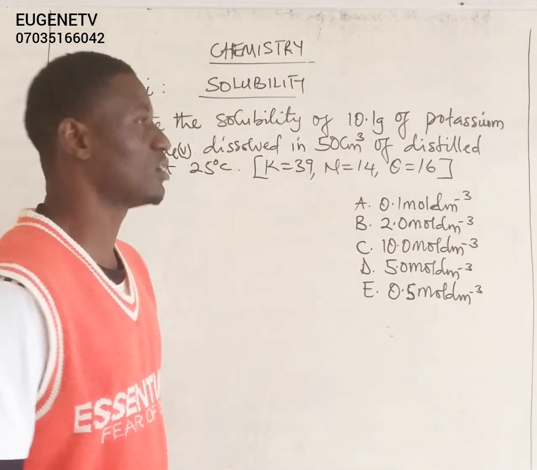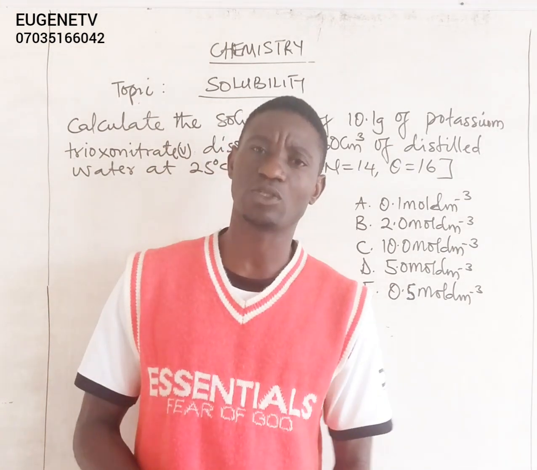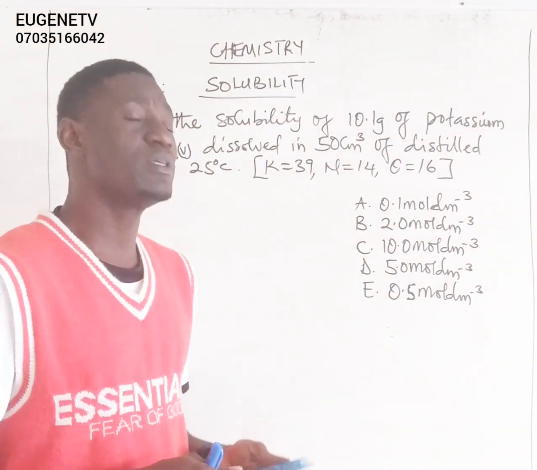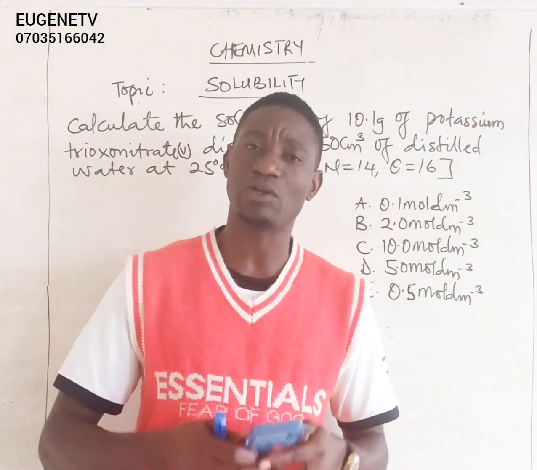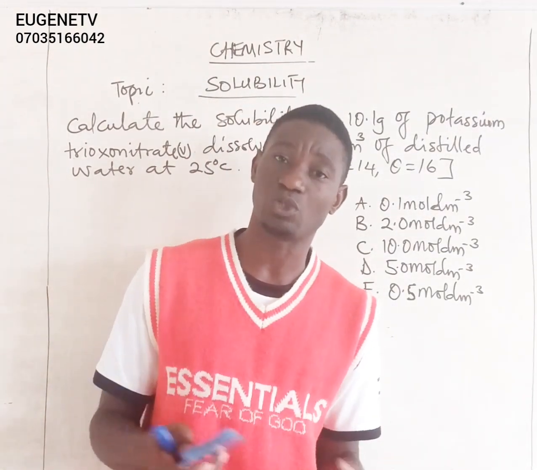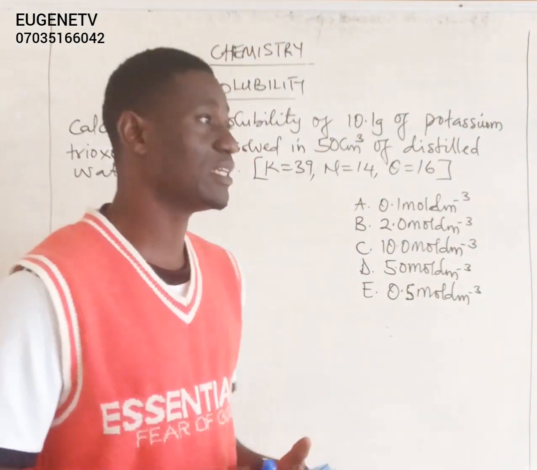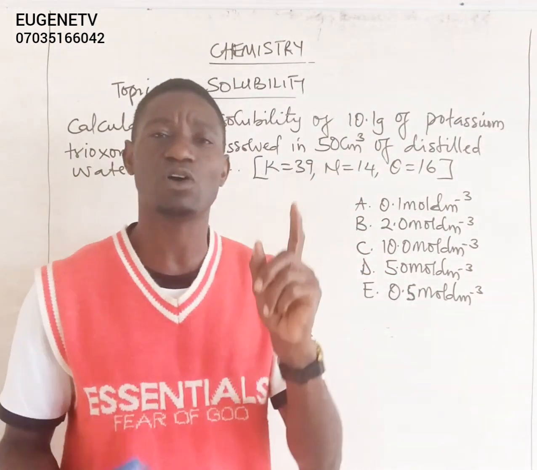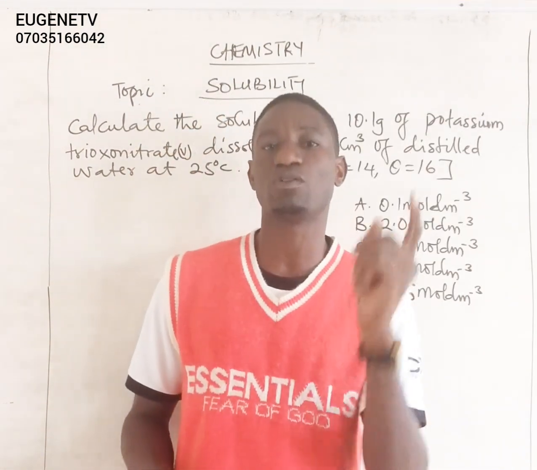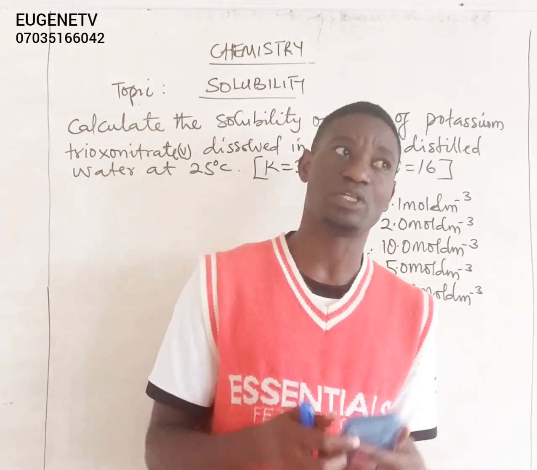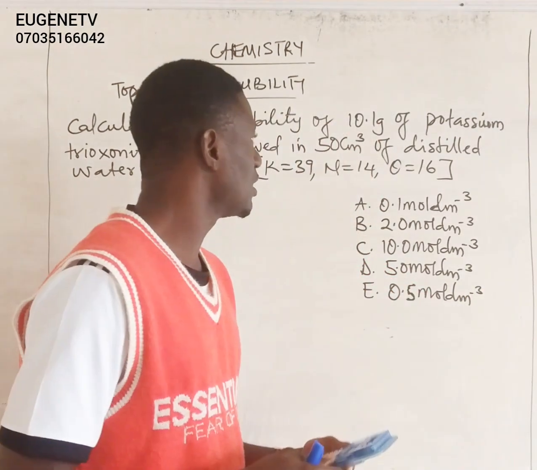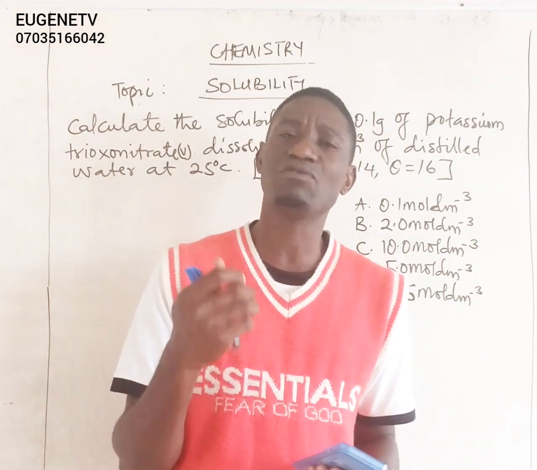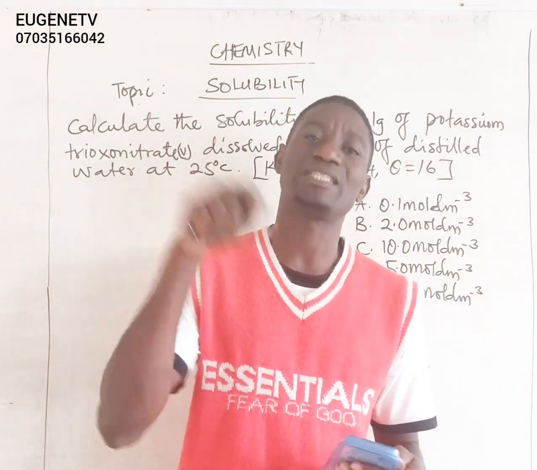Alright, before we solve this question, let's quickly look at what is called solubility. Solubility can be defined in three ways. Number one, solubility simply means the extent to which an amount of a given substance can dissolve in a given volume of solution. Or we can say that solubility is the amount of substance in moles or in gram that can dissolve in 1000 cm³ of solution at a particular temperature. Or we can also say that solubility is the amount of substance that can dissolve in a given volume of solution at a particular temperature.